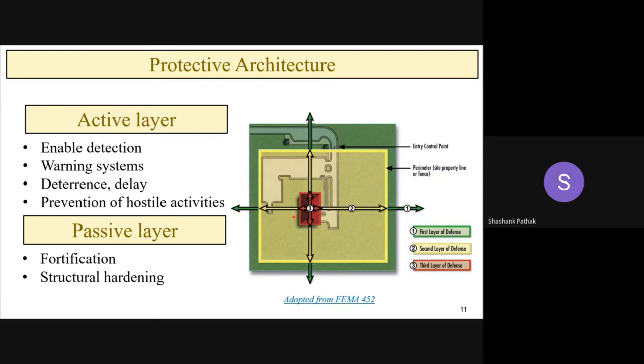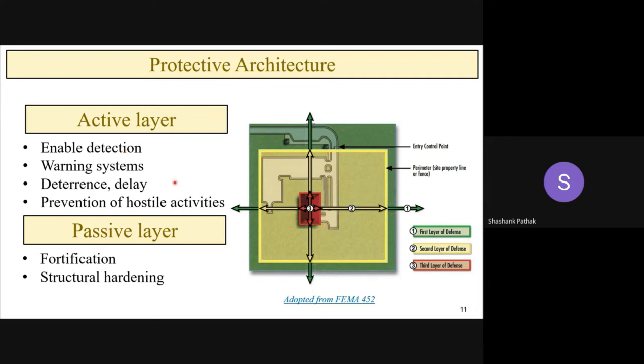And the third layer of defense is basically your structure itself. We are basically interested in this third layer of defense because, as civil engineers, we will assume that the first layer and the second layer have already been exhausted, and now we want to protect this one. So we want to design this structure that comes under the third layer of defense.